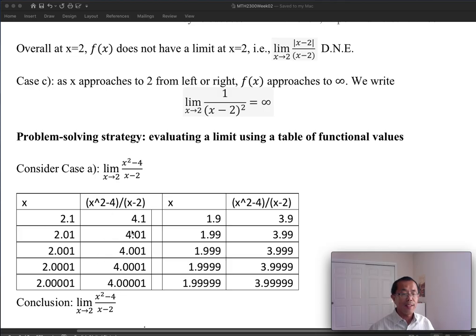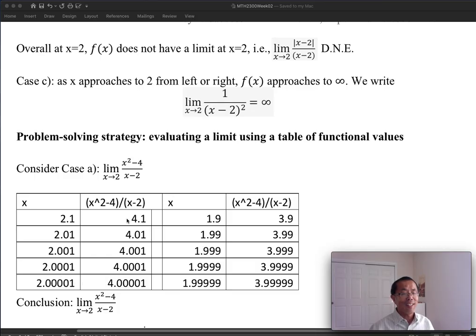We understand x approaching 2 could happen in 2 directions. Any x approaching 2 from the right means all the x values are bigger than 2. So this is what I tried. I tried x at 2.1, which is bigger than 2. And to make it approach 2, I tried 2.01, then 2.001, with more zeros before the 1.